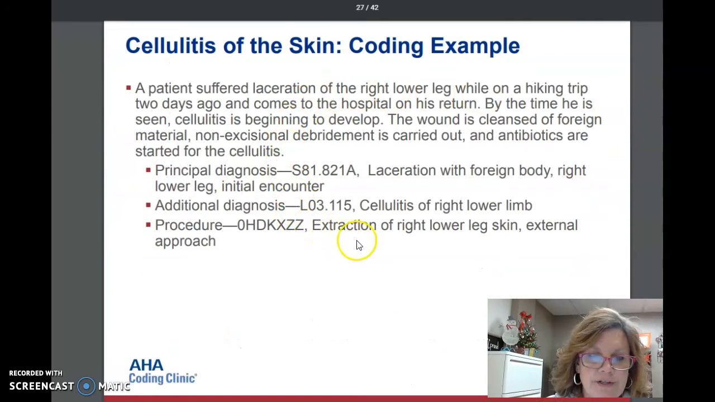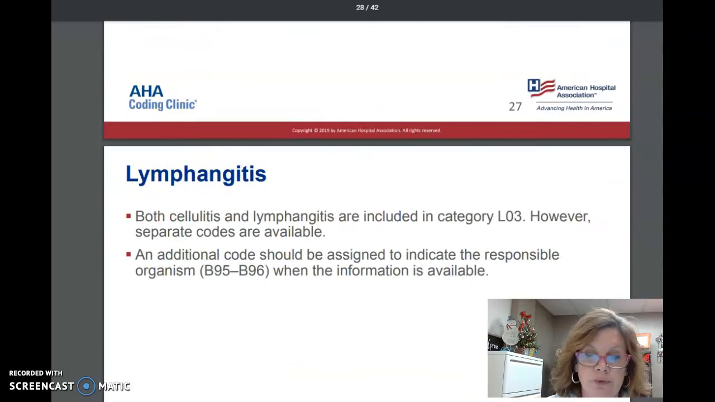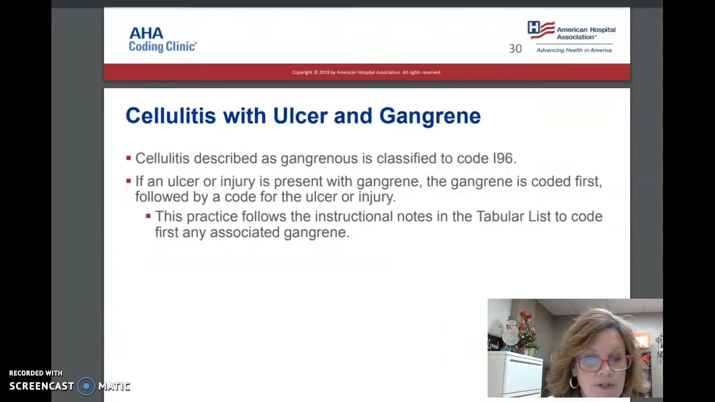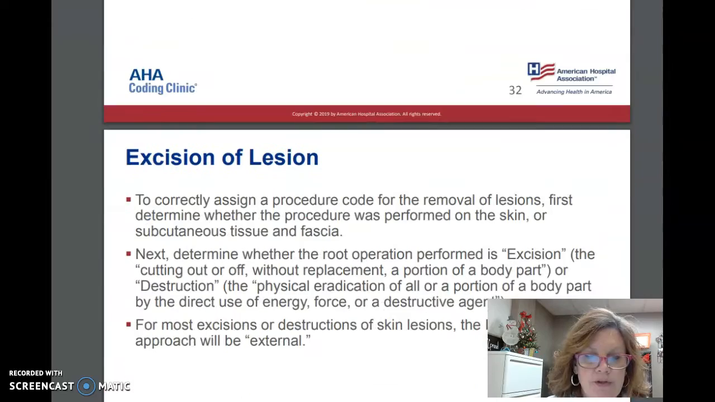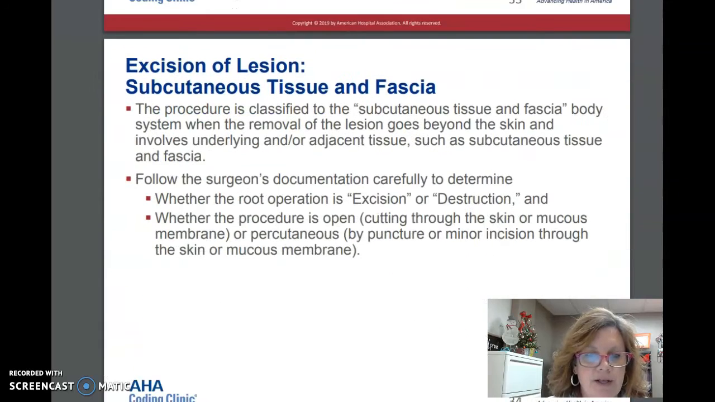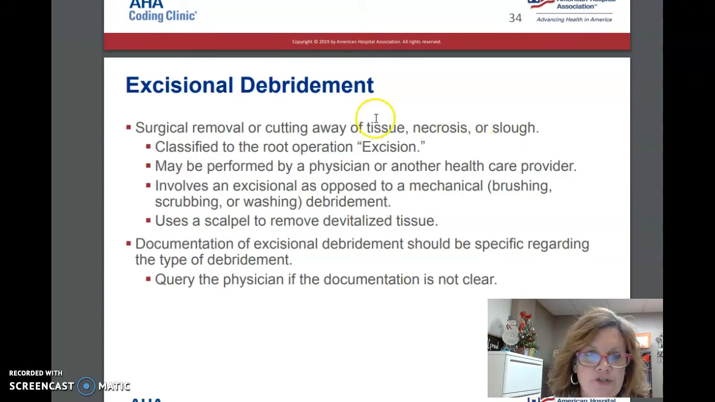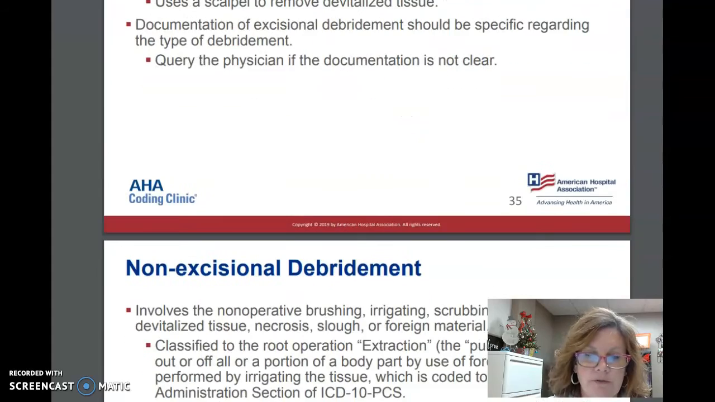Okay, and then we have cellulitis for the skin. A lot of times I'll do an extraction of that skin if you have cellulitis, so then we would throw in that procedure code, and it would be extraction for a root. Postoperative cellulitis with an ulcer. So again, as you look through here, there aren't, just as I stated, big coding rules. A lot of times you'll do excision or destruction for your root procedure. Debridement, that's going to be for an excision, unless possibly they did a brushing, scrubbing, or washing debridement.